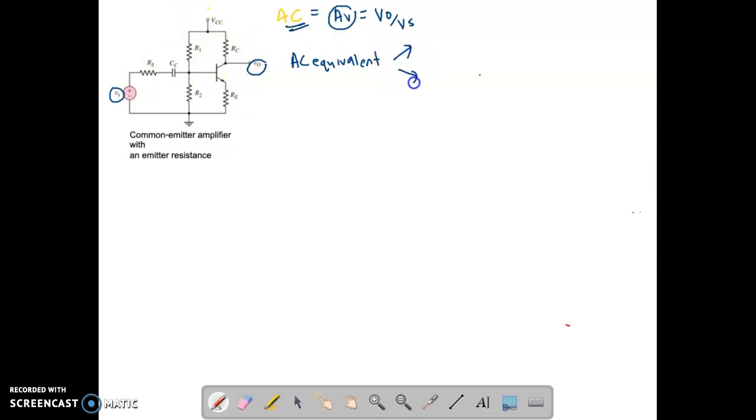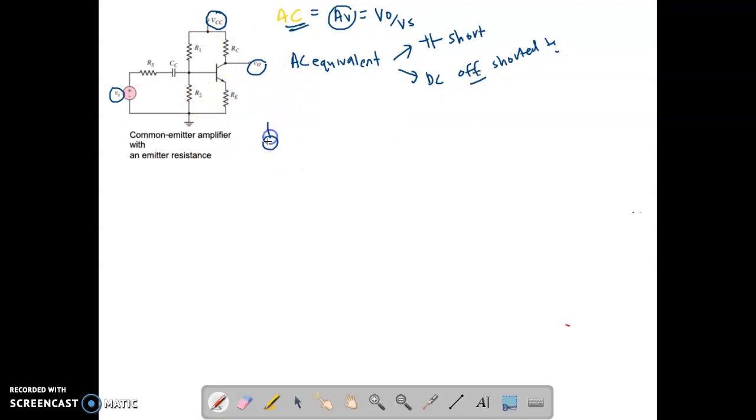You need to do two things. The first one is that the capacitor needs to be always shorted and your DC supply will be turned off. So where is the DC supply here? We have VCC here. Turn off voltage source means shorted and then to ground. Okay, so now let's change the original circuit to the AC equivalent.